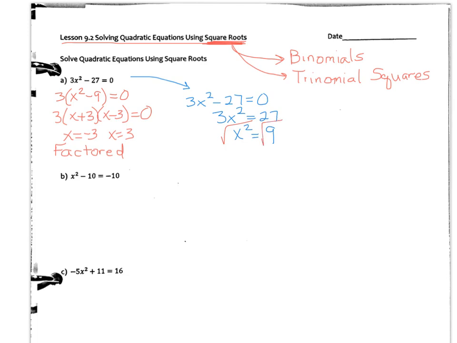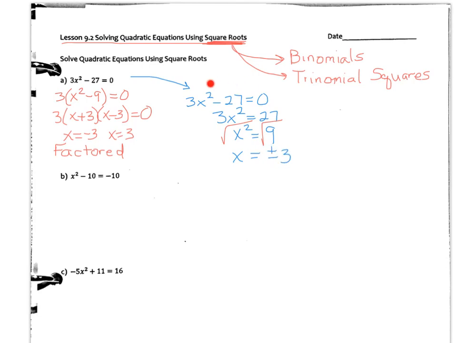Okay, the square root of x squared is x, because x times x gives you x squared. And the square root of 9 could either be 3 or negative 3, and sometimes we write that as plus or minus 3. And so see, you get the same two solutions: x equals plus or minus 3, positive or negative 3, and that's what we also discovered using the factoring method. Positive 3, negative 3. Here we're getting positive 3, negative 3.